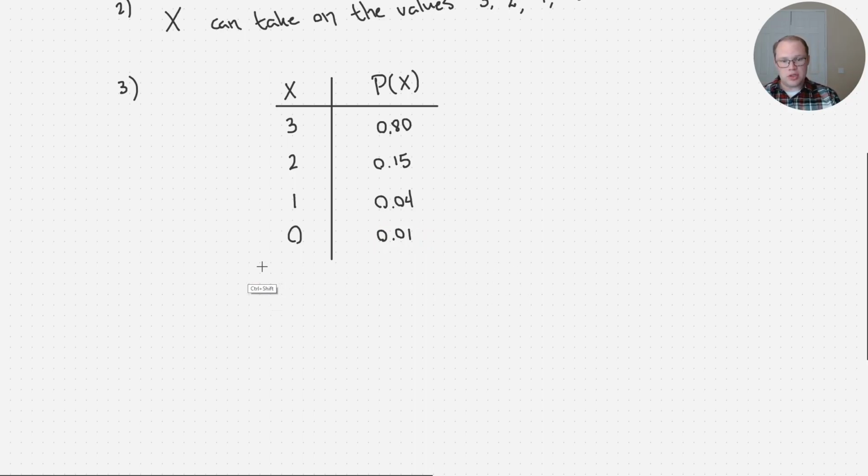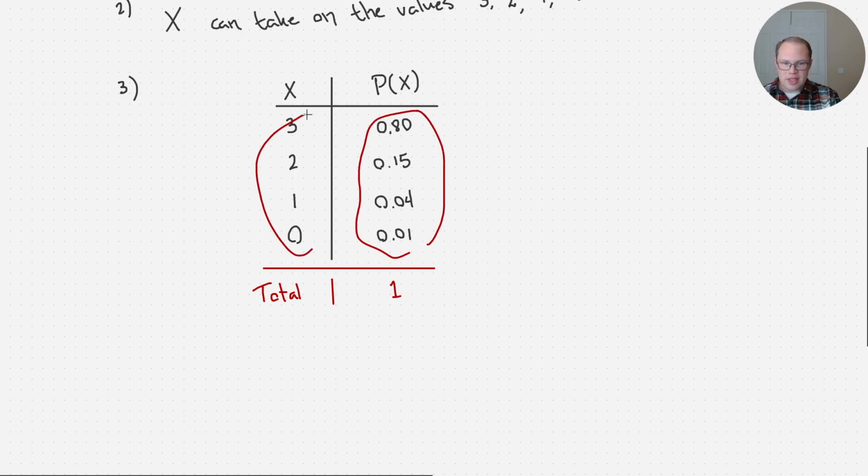Notice also what the total is. If we add 0.80 plus 0.15 plus 0.04 plus 0.01, it will give us just 1, or 100%. Remember, that's a key feature of discrete probability distributions: when we add all the probabilities together, we get 1 or 100%, because one of those outcomes is guaranteed to be true. There's a 100% chance of one of these things happening.